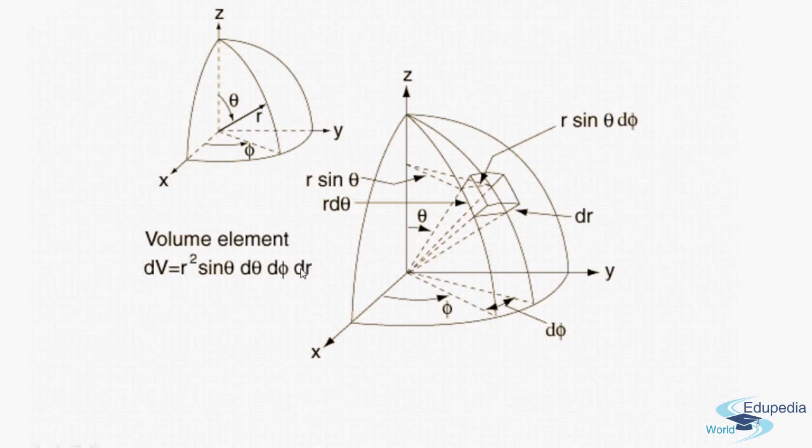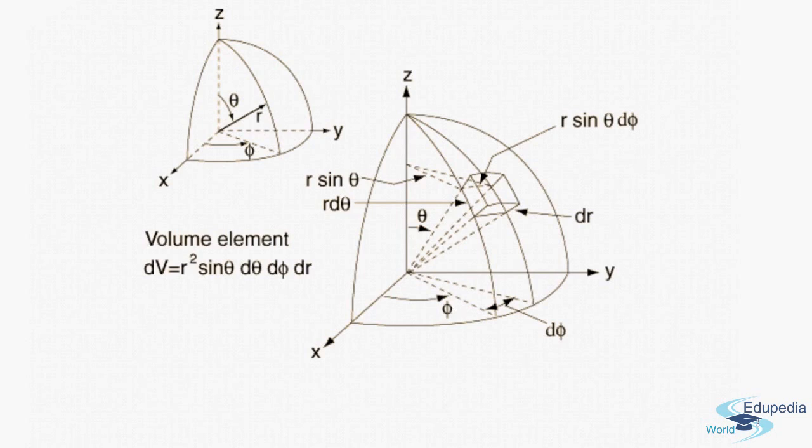And another big difference is the limits. When you are, for example, calculating around a sphere, theta will go from 0 to 180 degrees, phi will go from 0 to 360 degrees, or theta will go from 0 to pi, phi will go from 0 to 2 pi. And that's how you can determine the volume elements.